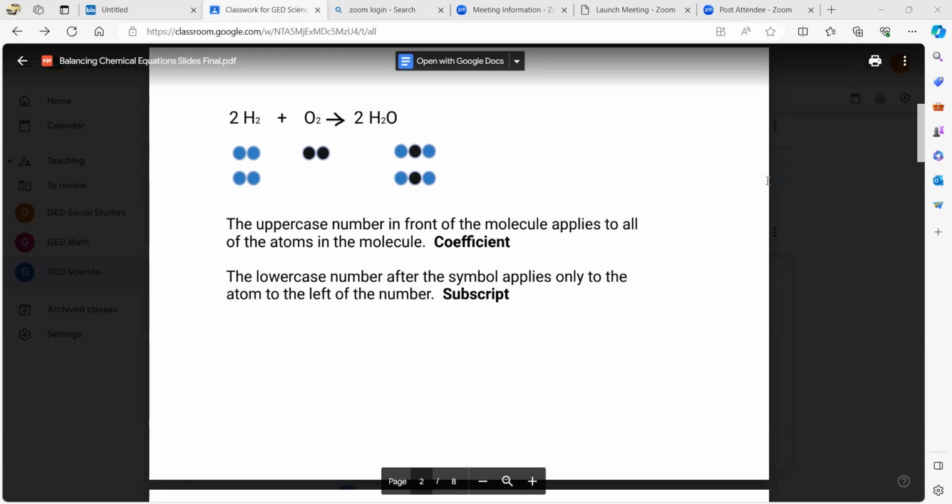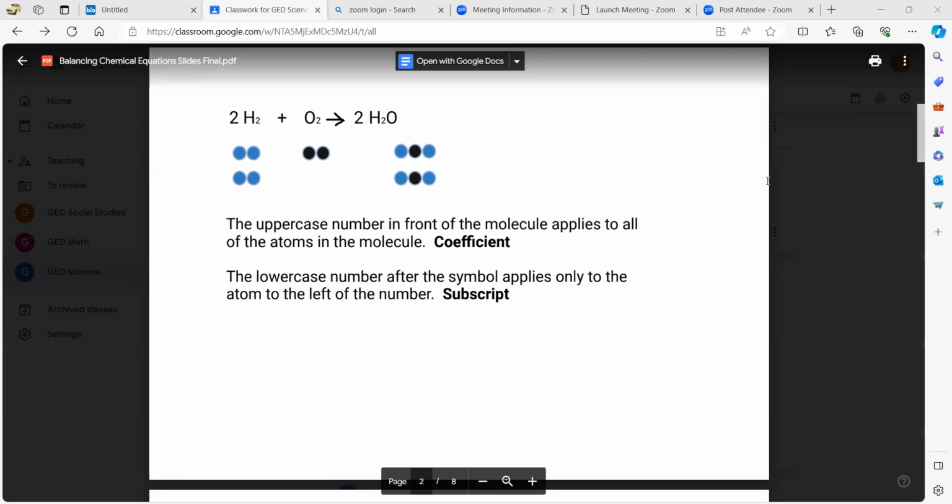It's very important that you understand how to balance a chemical equation for your GED Science exam because I'm 99% sure that you will have at least one question about balancing chemical equations on that exam. So let's start out with the basics.